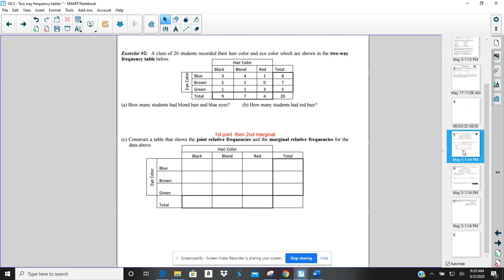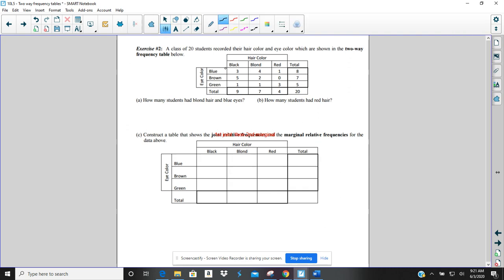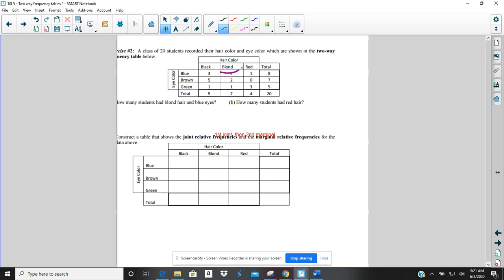So let's go through this and let's really dissect what the question is asking, because it's most important what the question is asking and being able to look at it. It's not always clear cut, and that's why I wanted to be on the video with you today, to be able to do this. First question, how many students had blonde hair and blue eyes? Okay, so this one, since we have numbers in front of us, all we need to do is look and see how many students had blonde hair. Here's blonde hair, and blue eyes, and where they cross, that number is right here, which is 4. So there are 4 students that had blonde hair and blue eyes.